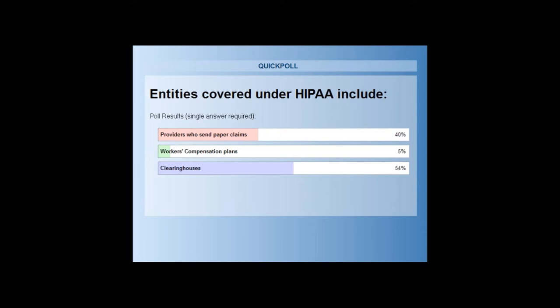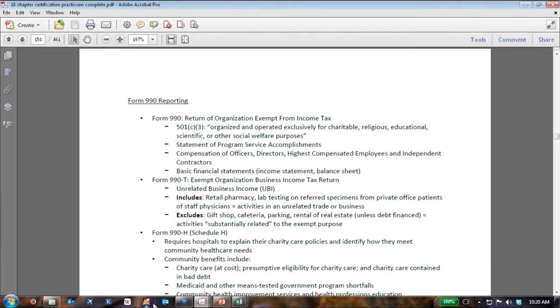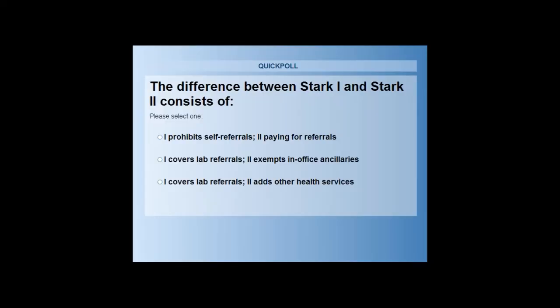Let's do the next polling question, number 6. This is a question that you would not see on the exam, this question number 6, because they are not going to want to know what the difference between the two Starks are. That's too far in the past to really matter.